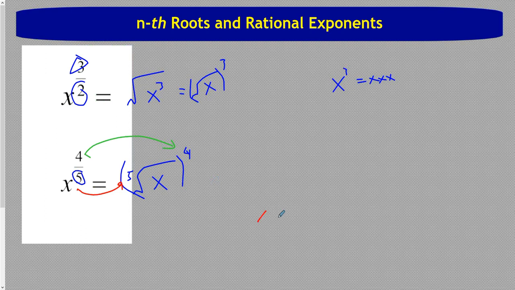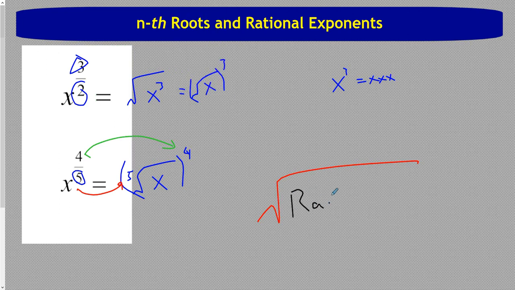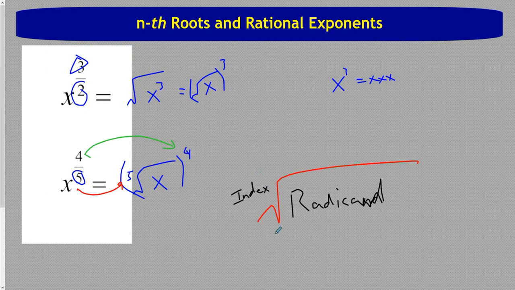So I want to do a little bit of vocab here real quick. We've got a big radical. The stuff that goes on the inside is known as the radicand. The index is the number telling us which root we're taking. This entire thing is what we refer to as a radical or a radical expression.